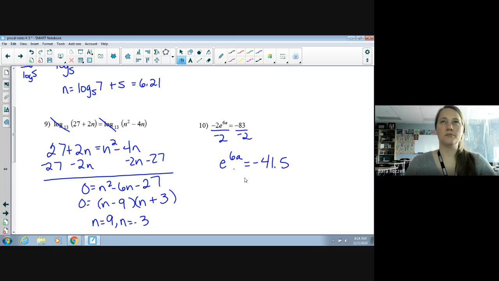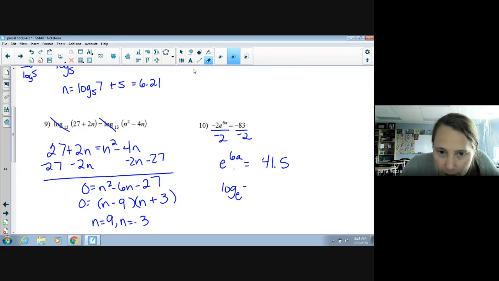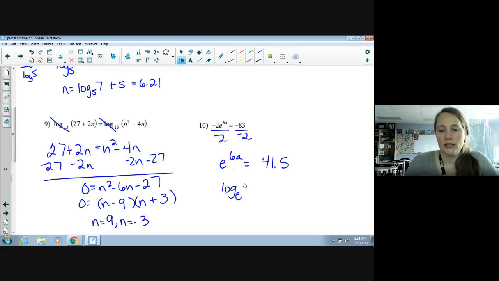Okay, so now it's an exponent. So to get our variable out of the power, we're going to write this as a log. So here we go. Log, what's our base? E of... not negative, it's positive because I divided by a negative. There we go. Log base e of 41.5 is equal to 6a.